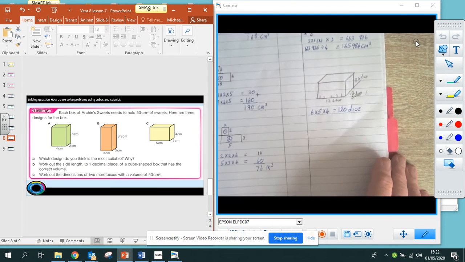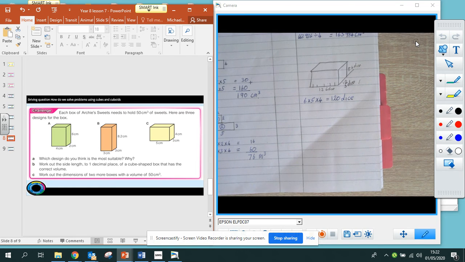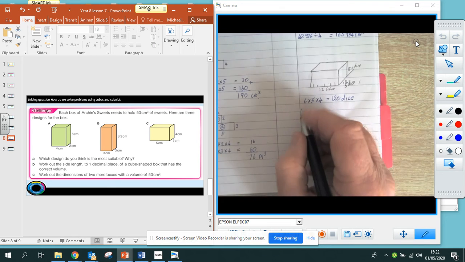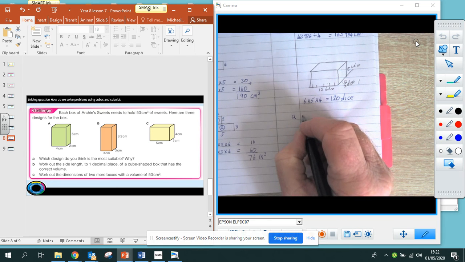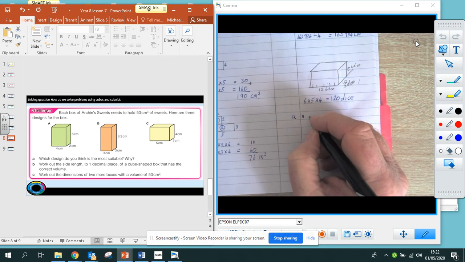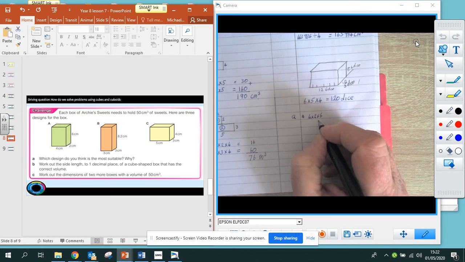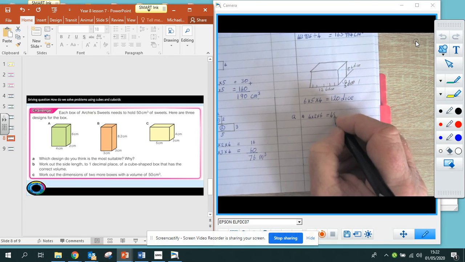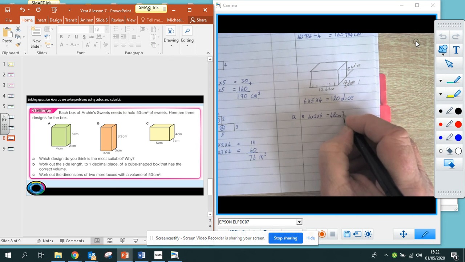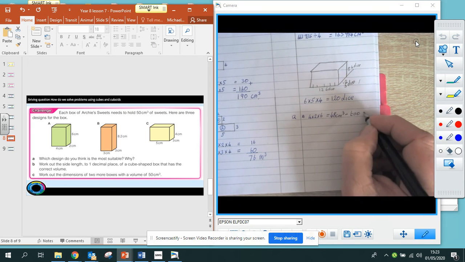So let's start with the relatively easy part. Shape A. So this is question A. So yeah, for shape A, our volume is going to be 4 times 2 times 6. 4 times 2 is 8. 8 times 6, 6 eights are 48 cubic centimeters. That's too small.